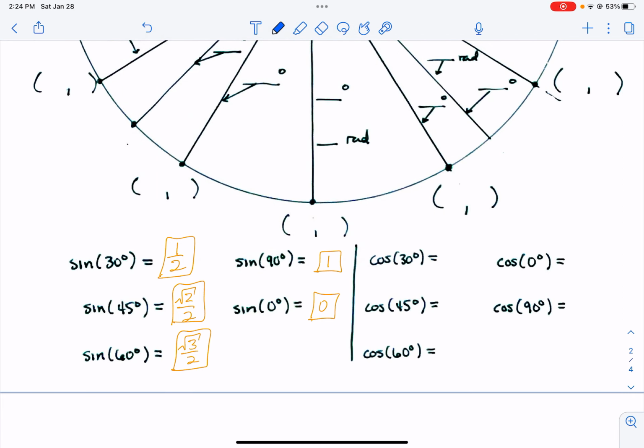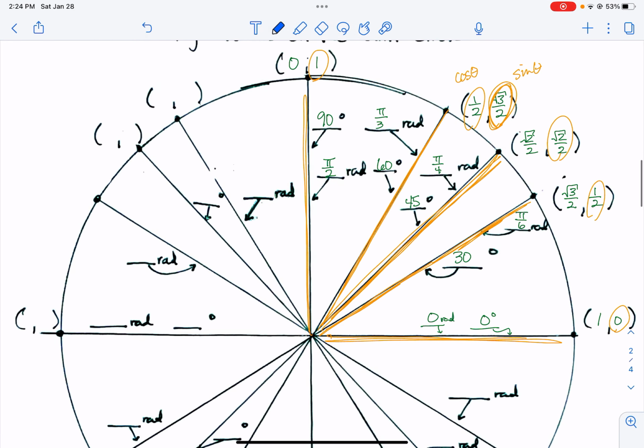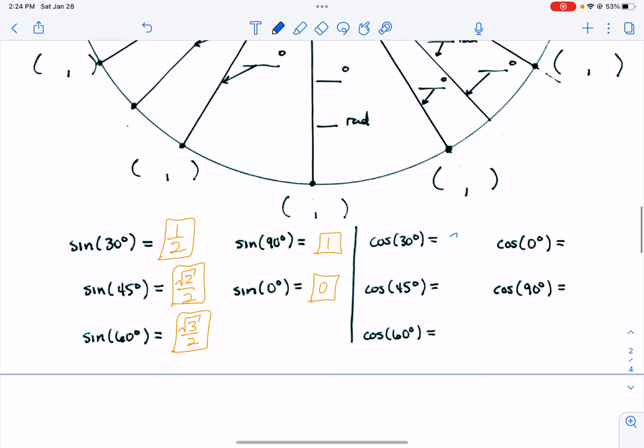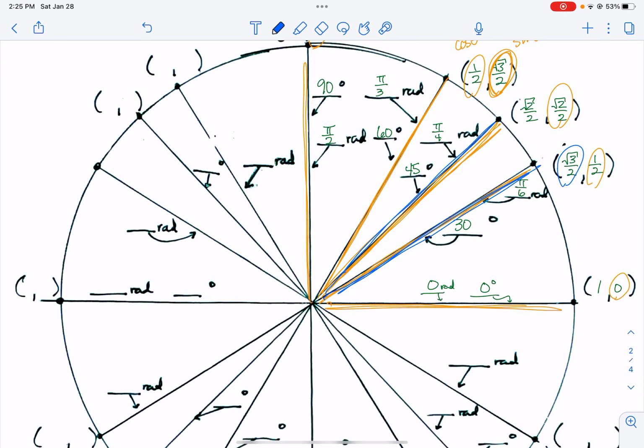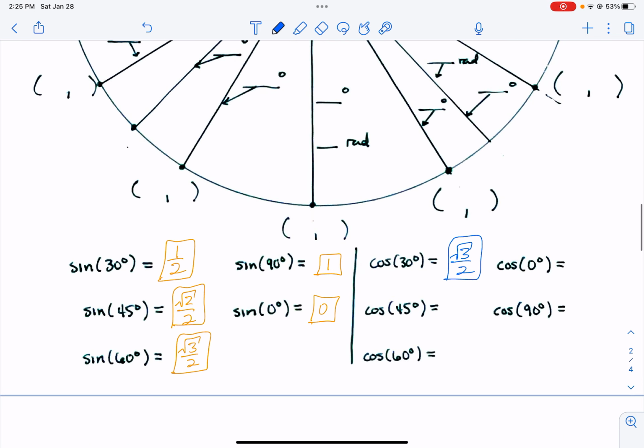So what about the cosines, right? Cosine of 30 degrees. Again, go to your 30 degree angle line. That's your cosine. Radical 3 over 2. Cosine of 45 degrees. Boom. Radical 2 over 2.